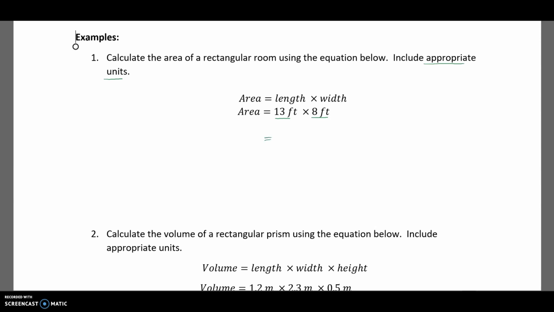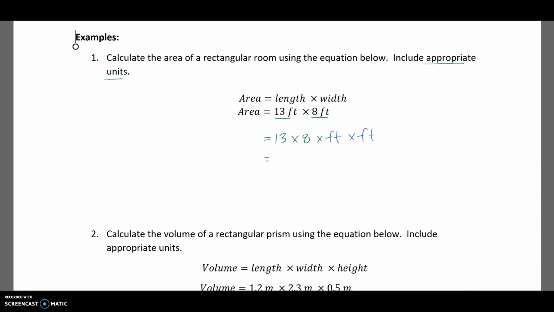If we want to expand this out, we can group the numbers together and the units together, similar to what you did with scientific notation. So 13 times 8 times feet times feet. This isn't a step that you'll normally write out, but we'll focus on it here to see what happens.